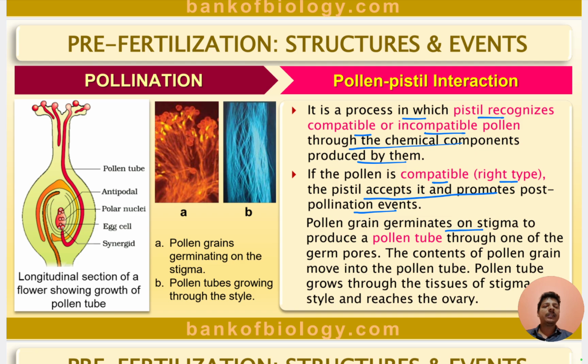The pollen grain germinates on the stigma and produces a pollen tube through one of the germ pores. The content of the pollen grain moves into the pollen tube, and the pollen tube grows through the tissue of the stigma and style and reaches the ovary. Pollen-pistil interaction means the pollen grain is accepted by the stigma of the same species. If pollen grain of another species comes to the stigma, it does not accept it, making it incompatible.